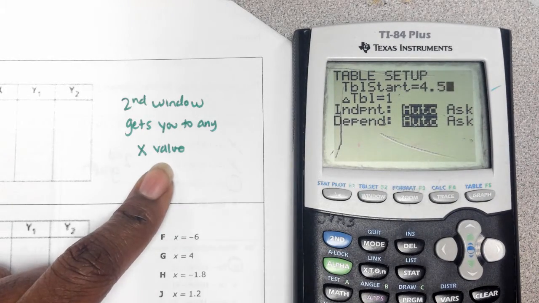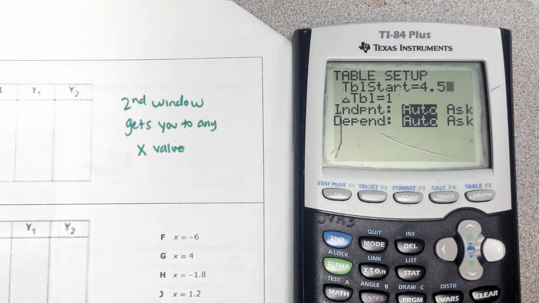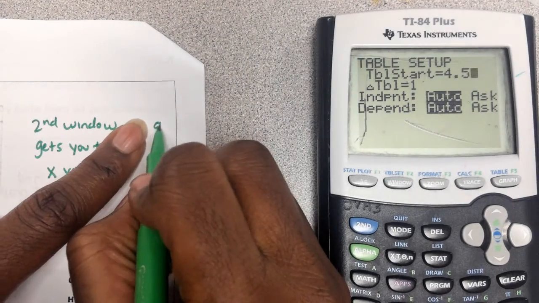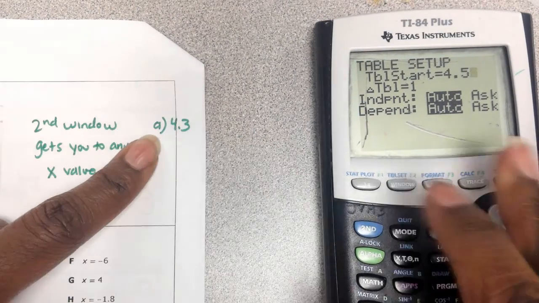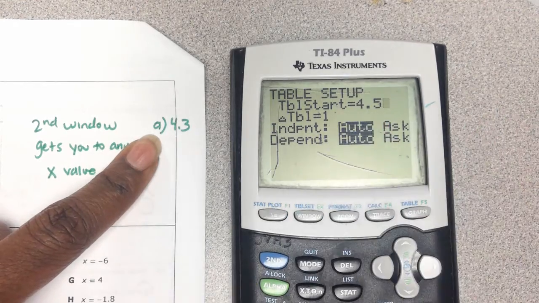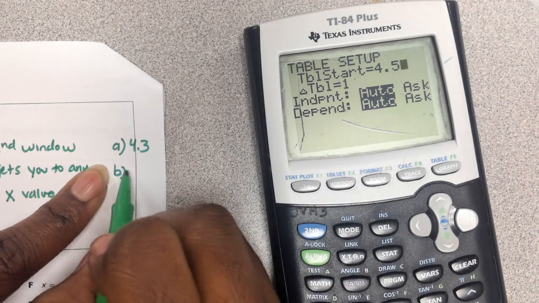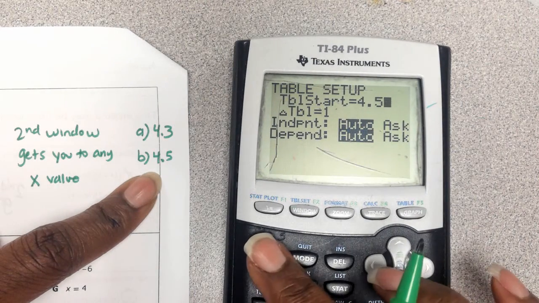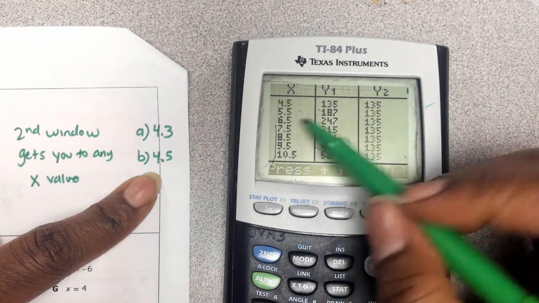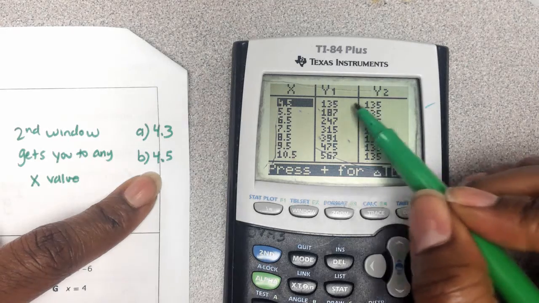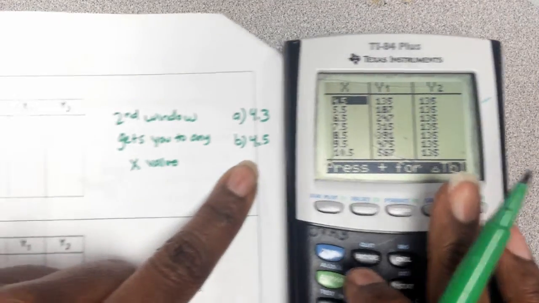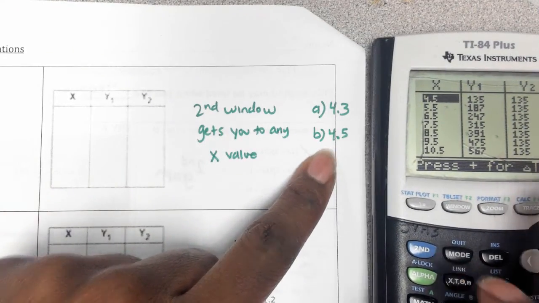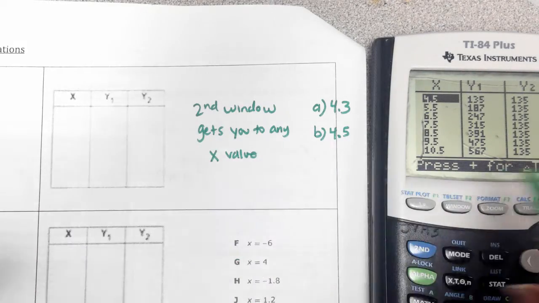Yes, it will. But that's why you have multiple choice. Because let's just say A was 4.3. So then you would say, okay, well, let me go to 4.3 and see. So 4.3 is not the answer. So now let's try 4.5. And then press second graph at 4. Yes, this is my answer. So it's good. You'll have multiple choice. So then you can go to any answer you need to.